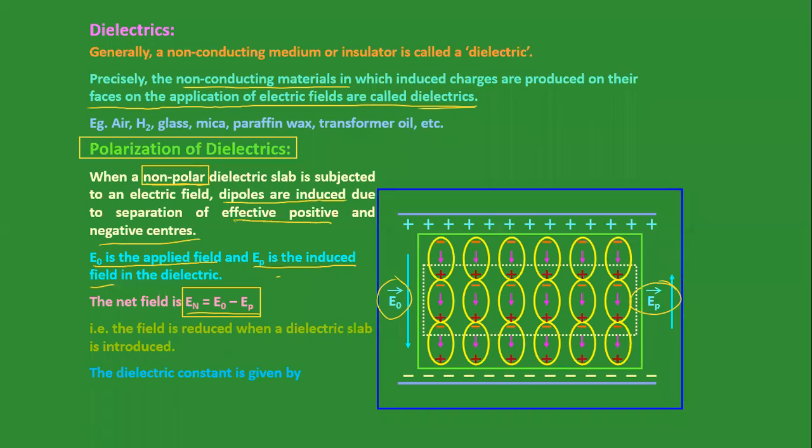Dielectric constant. By using this, we can find the dielectric constant for this dielectric slab, which is given by the formula E0 divided by E0 minus EP. This is the formula for dielectric constant that you remember. Dielectric constant is E0 upon E0 minus EP. E0 is the applied electric field, and E0 minus EP is the resultant or net electric field. So this is the formula for the dielectric constant.